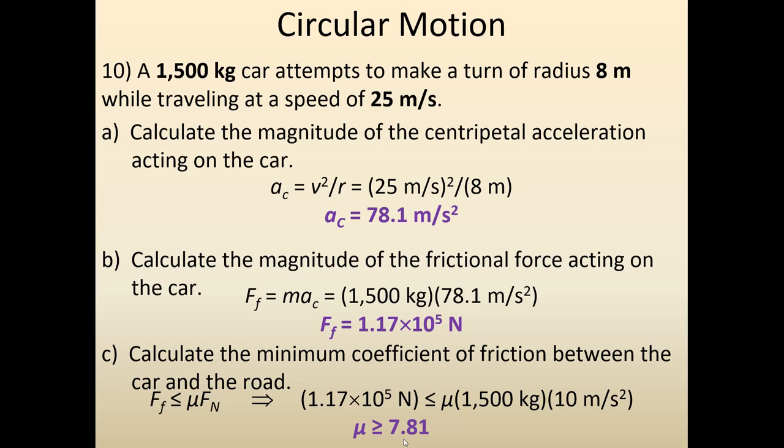One thing to note is most of the coefficients that we deal with are usually less than one. It doesn't mean that it's impossible for the coefficient to be greater than one. It just means that it's an extremely sticky case. So in this case, this would be a very sticky, almost like glue or tape being required for the car to actually make this turn. So what this really means is that the likelihood of a car actually making the turn at this speed, at that very short radius, is very unlikely.